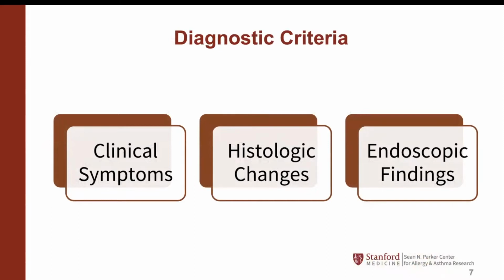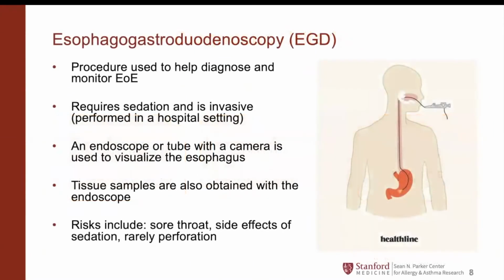Now I'd like to talk a little bit about diagnostic criteria. And so typically a diagnosis of EOE would look at several things, including clinical symptoms, histologic changes more on a tissue level from possibly biopsies, and also endoscopic findings. So findings that we would find on an EGD or esophagogastroduodenoscopy. That's a mouthful, so I'll abbreviate it to EGD.